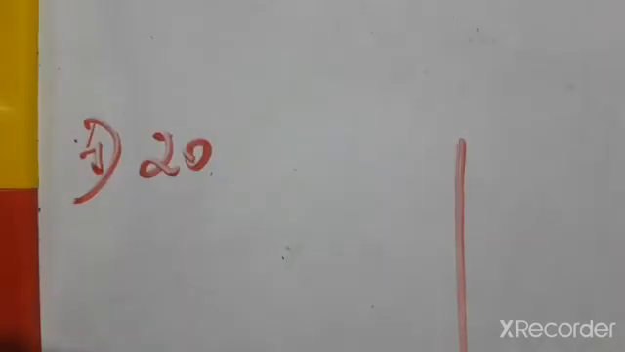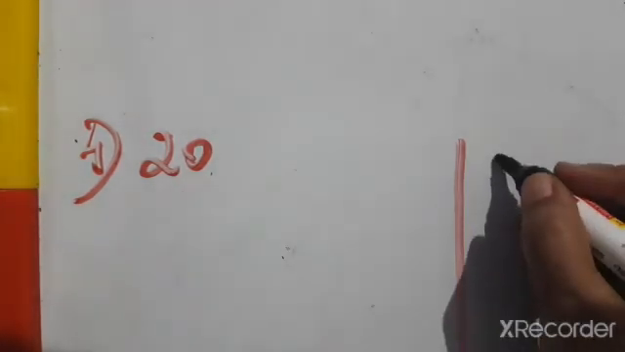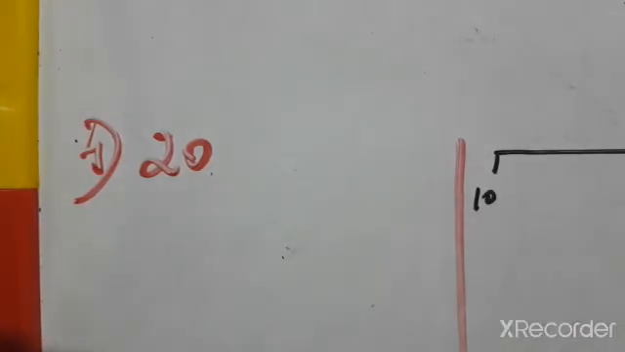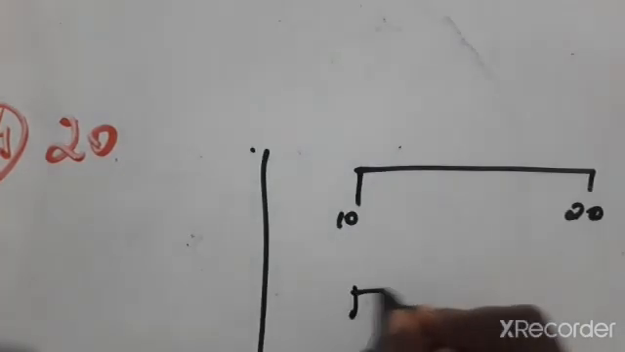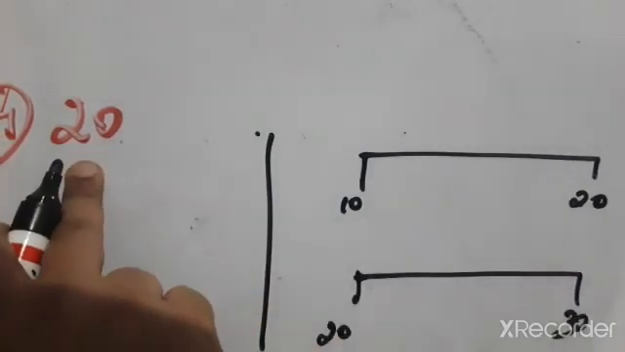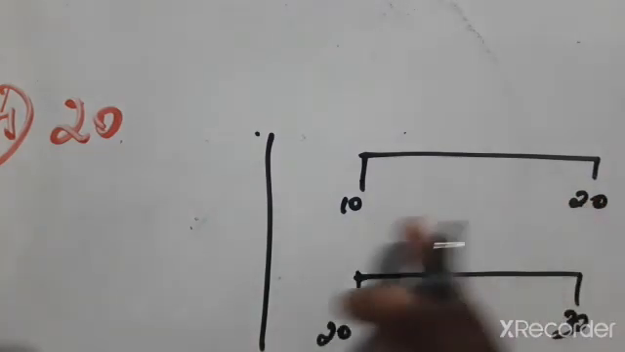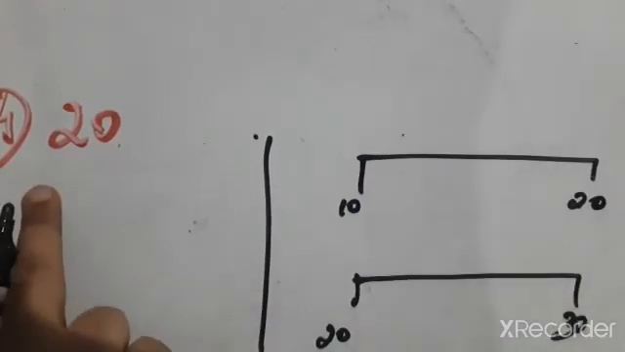Next is what numbers can be rounded to the nearest tens. The fourth one is 20. So we have to check on the number line numbers from 10 to 20 and 20 to 30, on both sides. 20 minus 10 is 10, and then 20 to 30. The answer is 20.